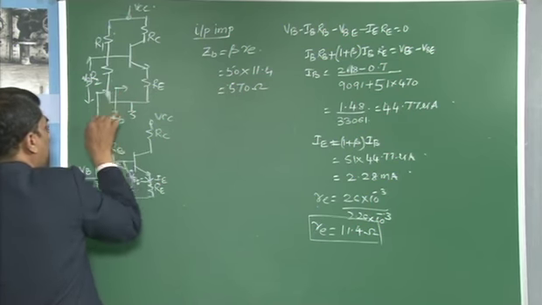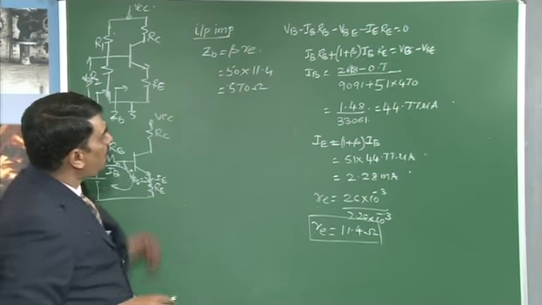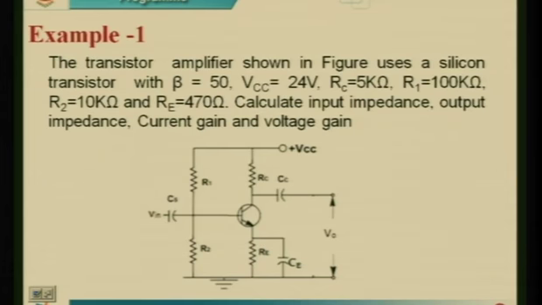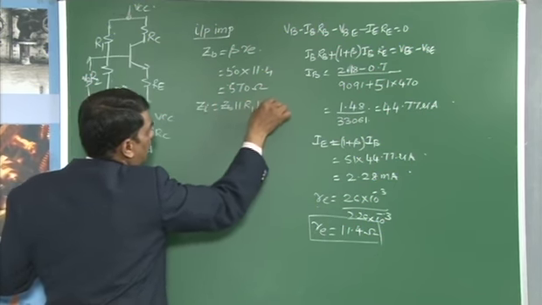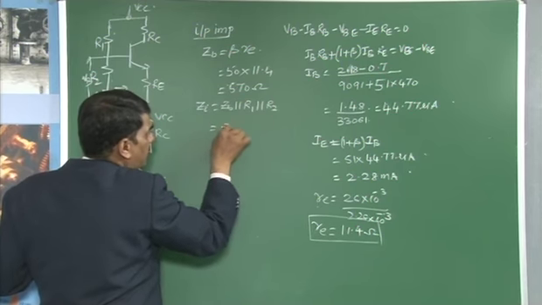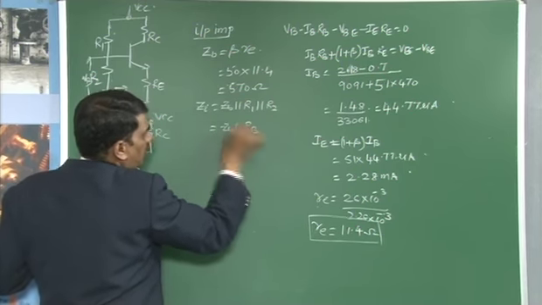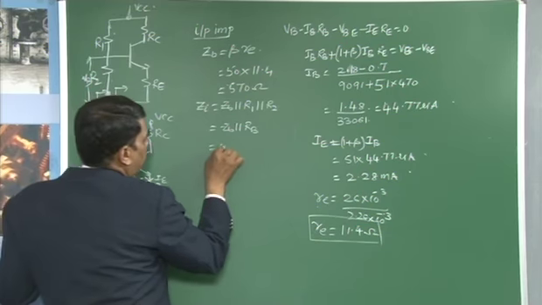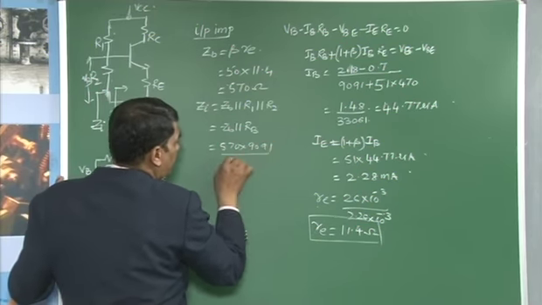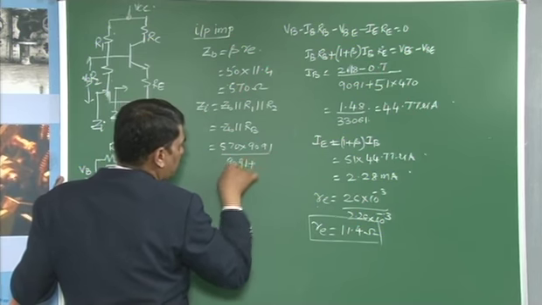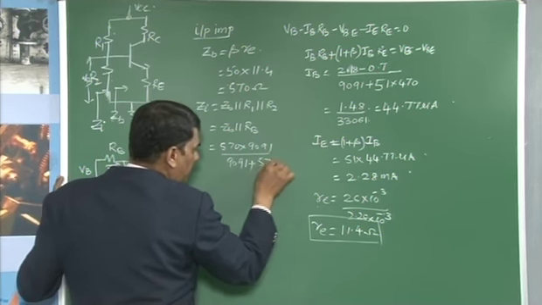I want to determine the input impedance ZI. ZI is given by the parallel combination of ZB in parallel with R1 in parallel with R2. This is also equal to ZB in parallel with RB. This is equal to 570 into 9091 divided by 9091 plus 570 ohms.